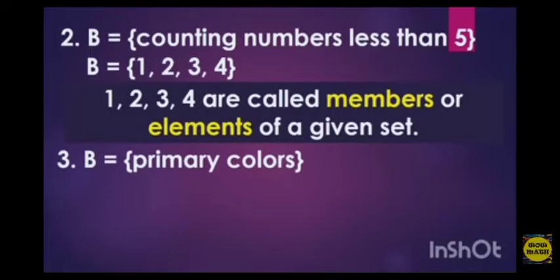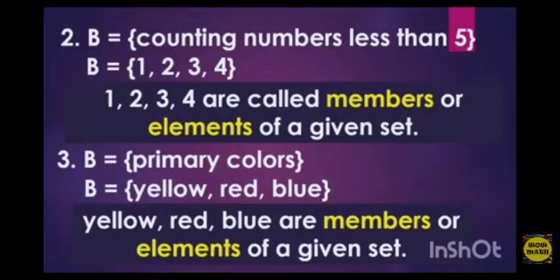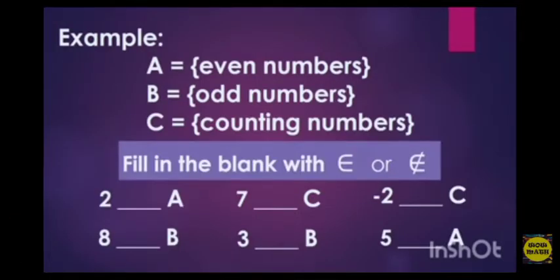Next one, set B is a set of primary colors. So what are the primary colors? In set B, the elements that we have here are yellow, red, and blue, since these three colors are the primary colors. Now take a look at this. Set A is a set of even numbers, B is a set of odd numbers, and C is a set of counting numbers.